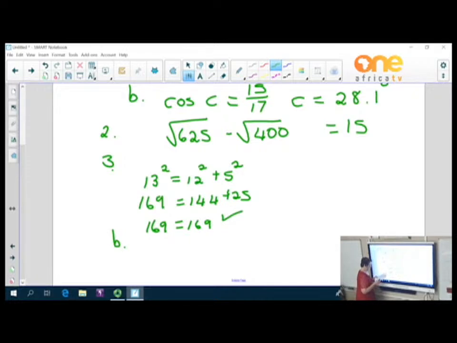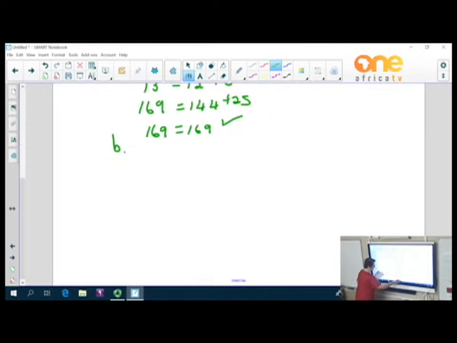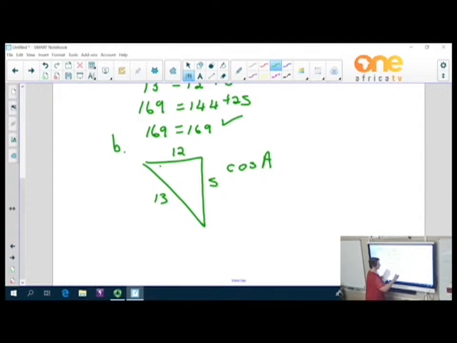Number b, now they say, give your answer as a fraction. So they do not want the angle. They just want the ratio. So in this case, we must choose the correct sides every time. 12, 5, and 13. Now, they want cosine A. This is angle A, cosine A. So the question is, which two sides will it be? Included angle. So it is 12 over 13. That's all that they want on that one.